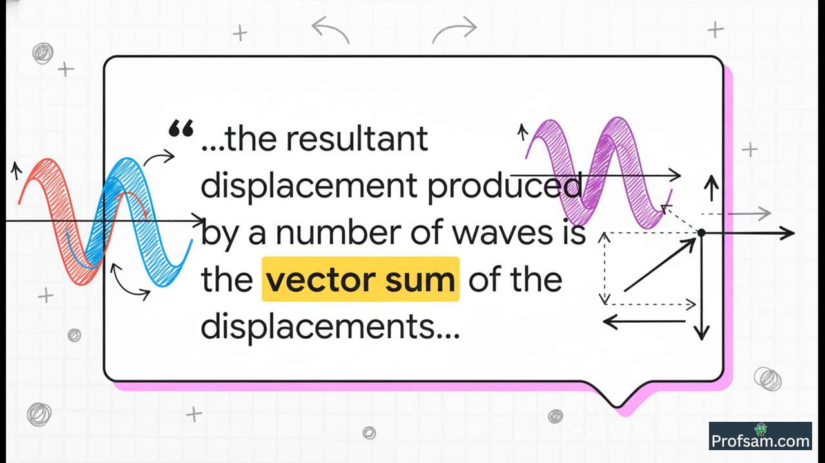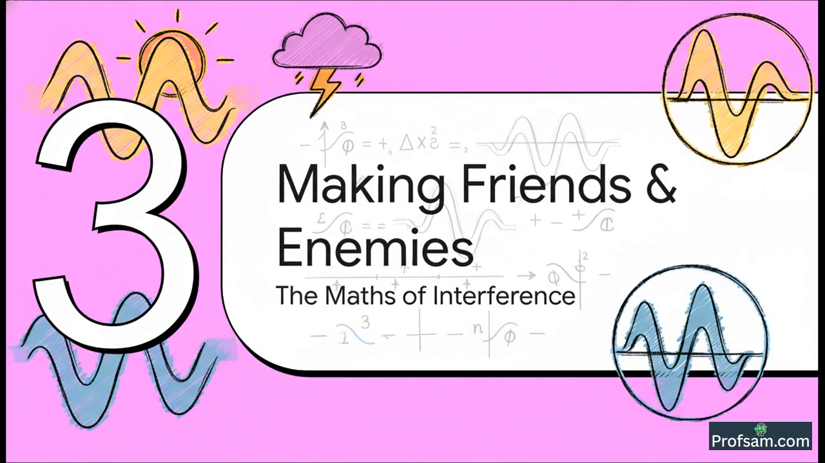And the master rule behind all of this teamwork, or lack of it, is something called the superposition principle. It sounds fancy, but it's really simple. It just says that if you want to find out what happens when many waves meet at a single point, you just add up what each individual wave would have done at that point. That's it. It's the fundamental rulebook for how all waves interact. Okay, let's get into the maths a little bit.